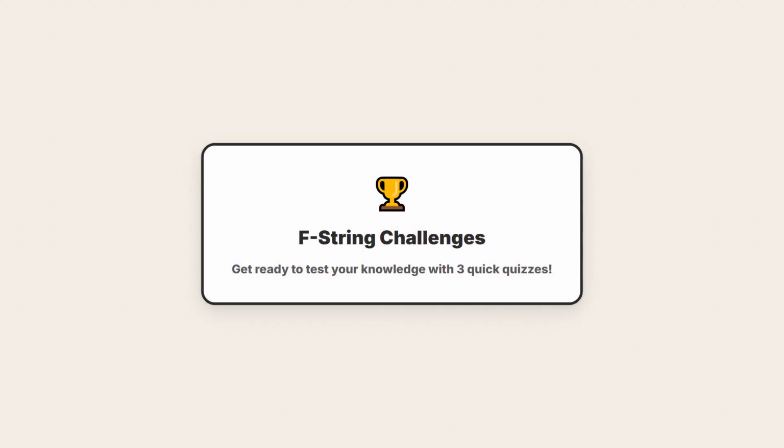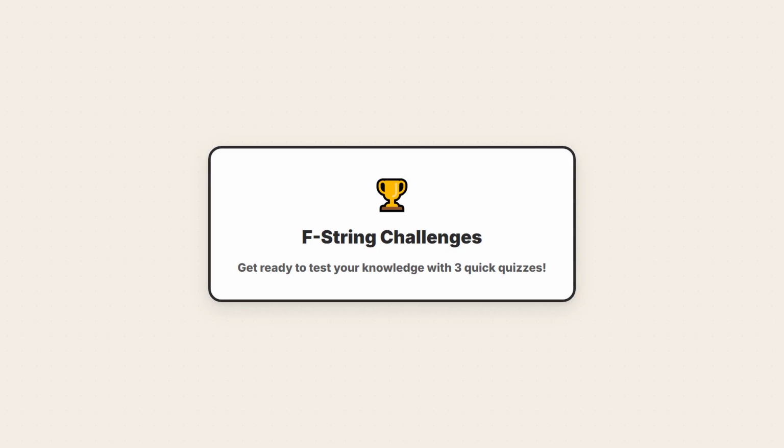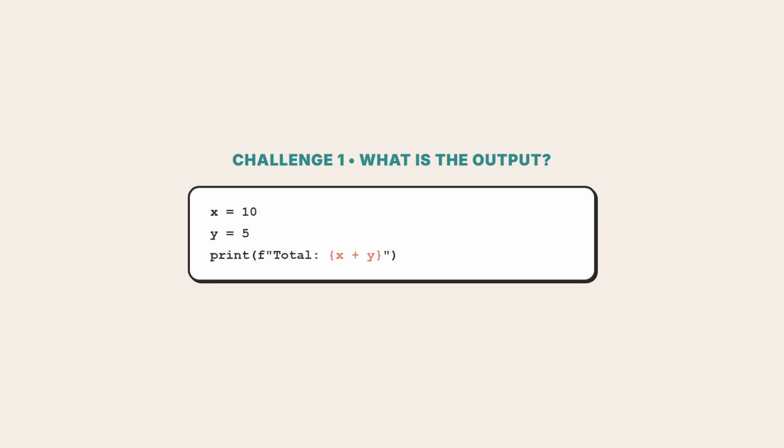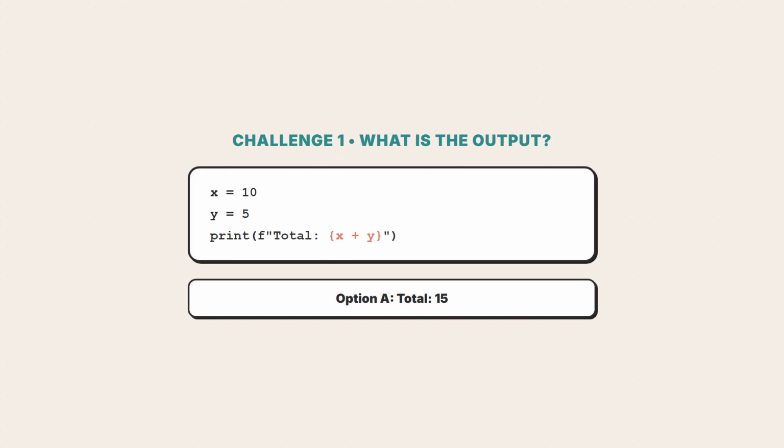Now, let's test your understanding of f-strings with 3 quick challenges. Look at this first code. X equals 10. Y equals 5. Print F total X plus Y. If we run this, what is the output? Option A, total 15. Option B, total X plus Y. Pause the video if you need time to think.